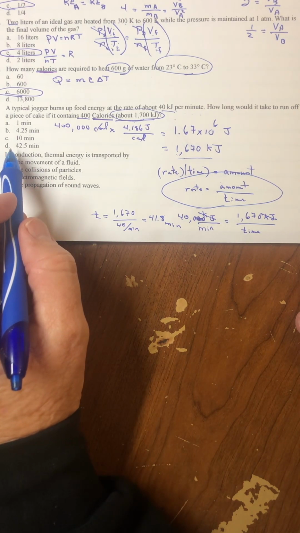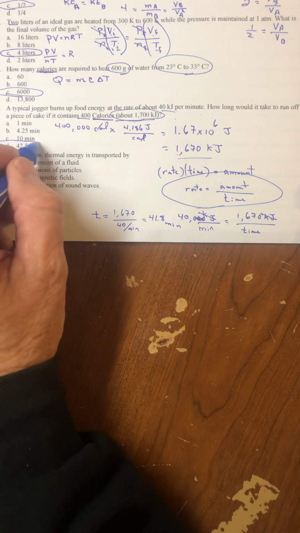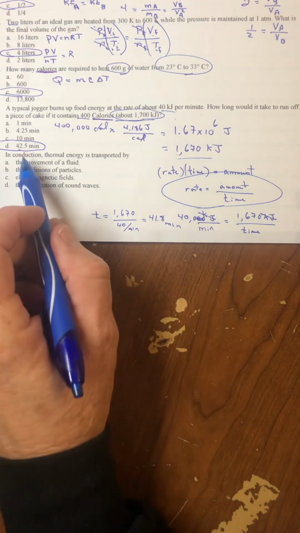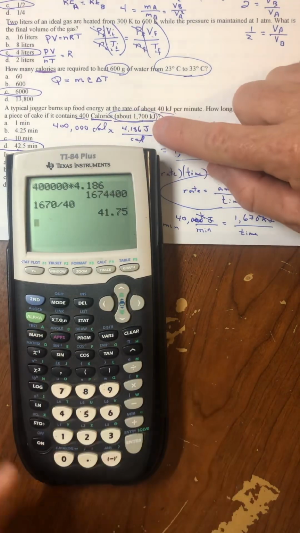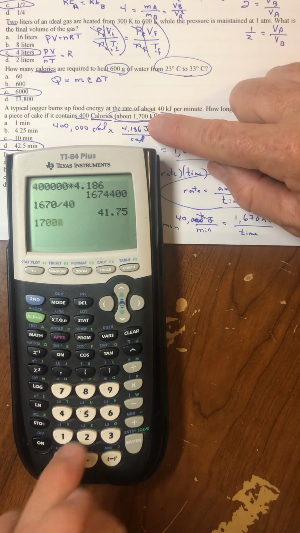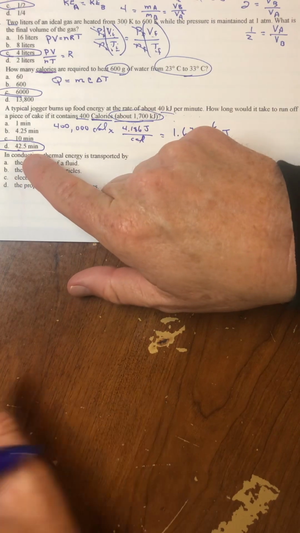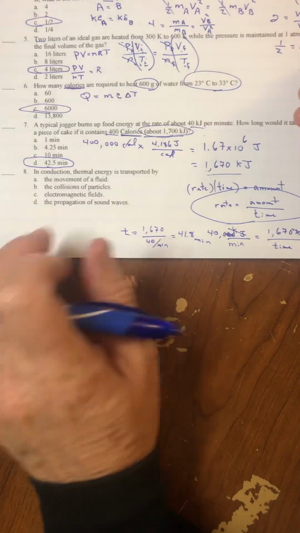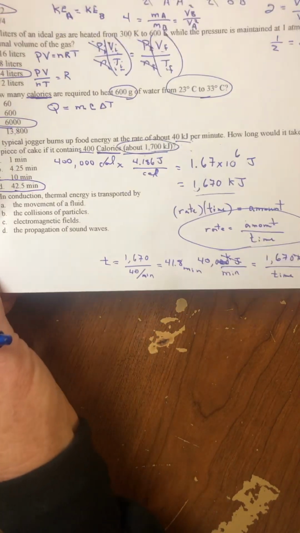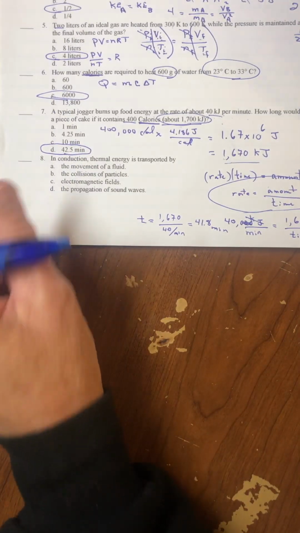I don't exactly see it, but I'm pretty sure the closest thing here is D. If I had the 1,700 and divided by 40, yeah, so there's the 42.5 minutes. Okay, nice. All right. Oh, there's one more. I almost went to the next page.